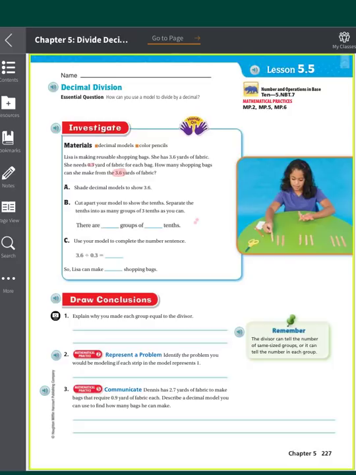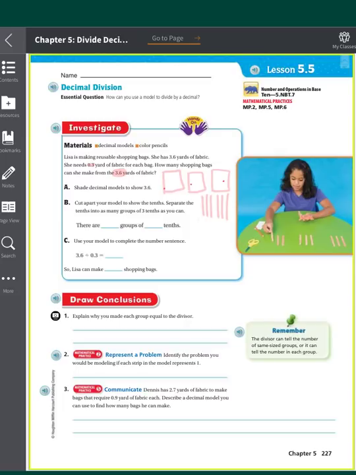So you could shade it or you could put it out. So 3.6 would be 3 and then 6/10. Okay, so if we were to cut it apart and show tenths, how many tenths would we have? So that means if we were to take these apart and make tenths with them, we would have 36 tenths.